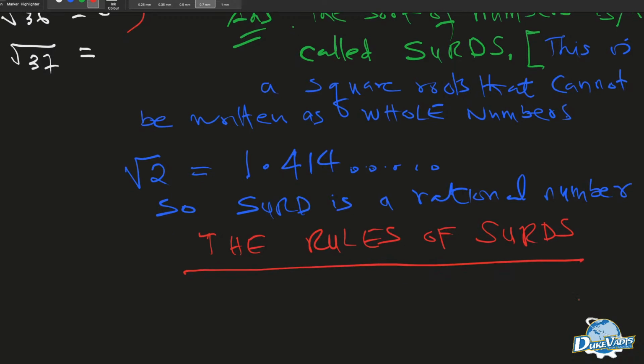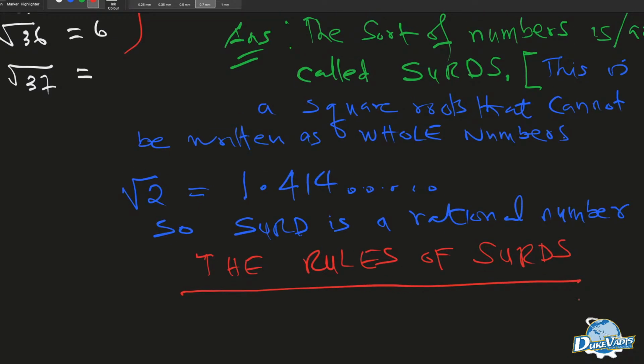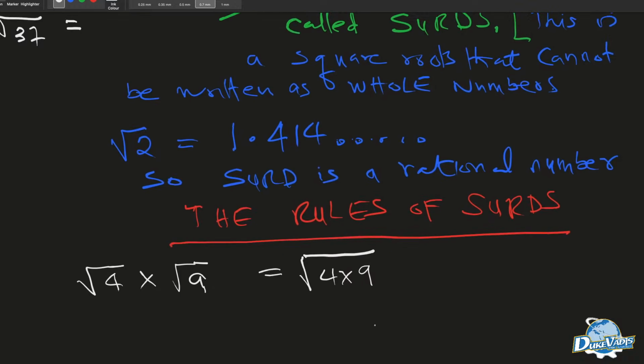The rules of surds. Okay. Now, if I have numbers such as the square root of 4 times the square root of 9, because they are multiplying, this can be written as the square root of all 4 times 9. And when we multiply 4 times 9, it's 36, still under the square root sign. So we can confidently say that the square root of 36 is 6.